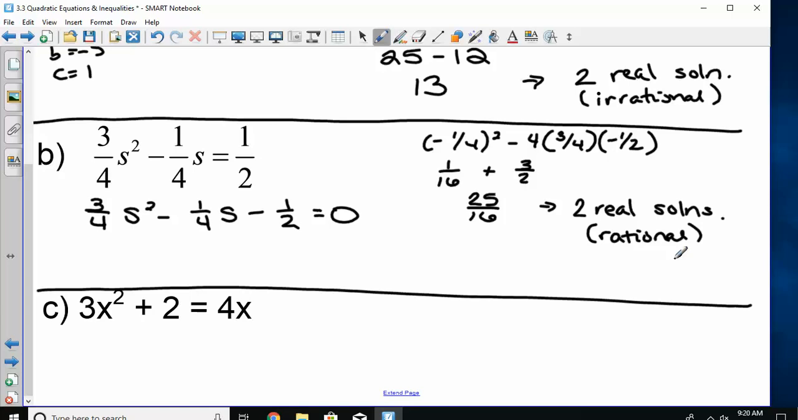What if only the denominator is a perfect square? Then it would be irrational. So if you couldn't do the square root of both top and bottom, it's irrational. All right, you guys do C.